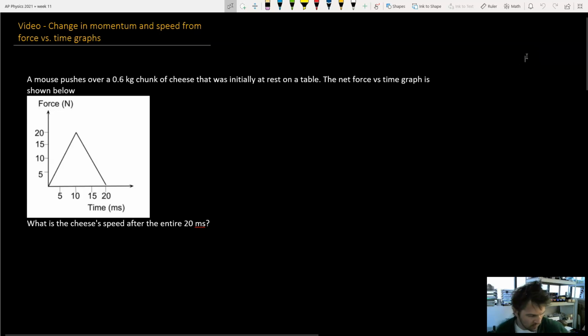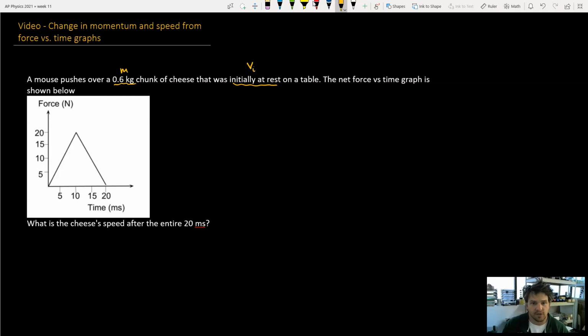Hello again, and we're going to go over just another different application of how to use these force versus time graphs. So, yeah, it's basically just some examples. For this, a mouse pushes over a 0.6 kilogram chunk of cheese. So that's the mass of something that we're dealing with. It was initially at rest, right? So that's an initial velocity.